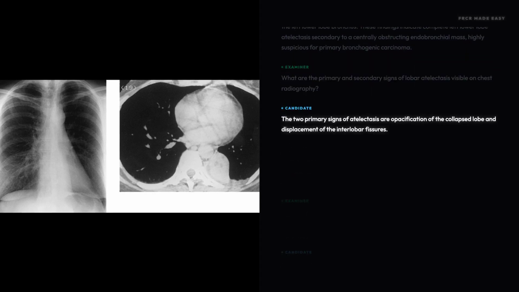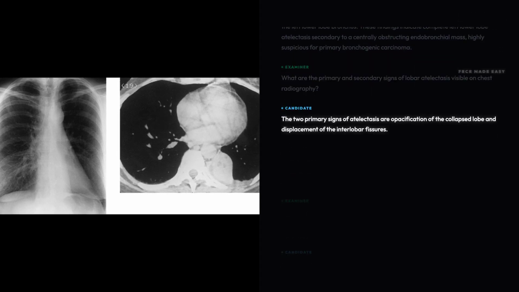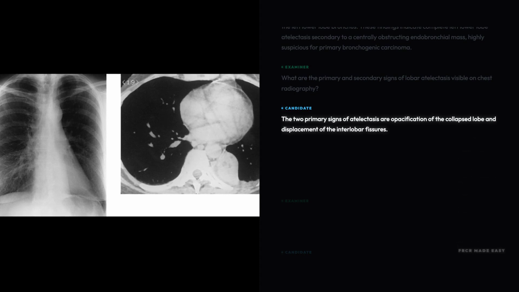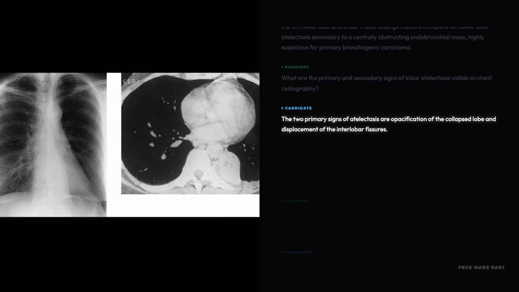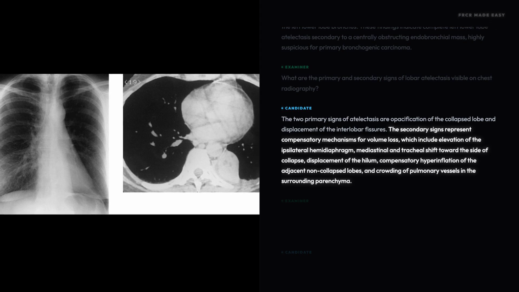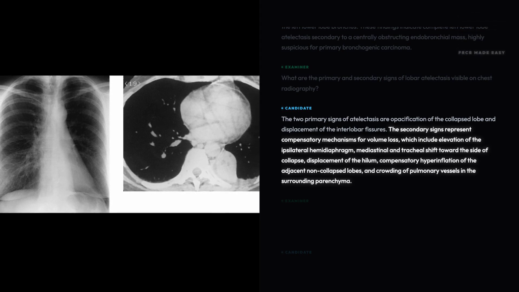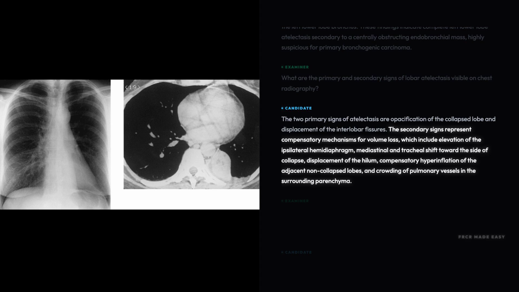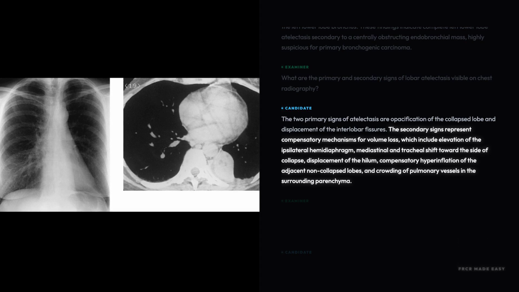What are the primary and secondary signs of lobar atelectasis, visible on chest radiography? The two primary signs of atelectasis are opacification of the collapsed lobe and displacement of the interlobar fissures. The secondary signs represent compensatory mechanisms for volume loss, which include elevation of the ipsilateral hemidiaphragm, mediastinal and tracheal shift toward the side of collapse, displacement of the hilum, compensatory hyperinflation of the adjacent non-collapsed lobes, and crowding of pulmonary vessels in the surrounding parenchyma.